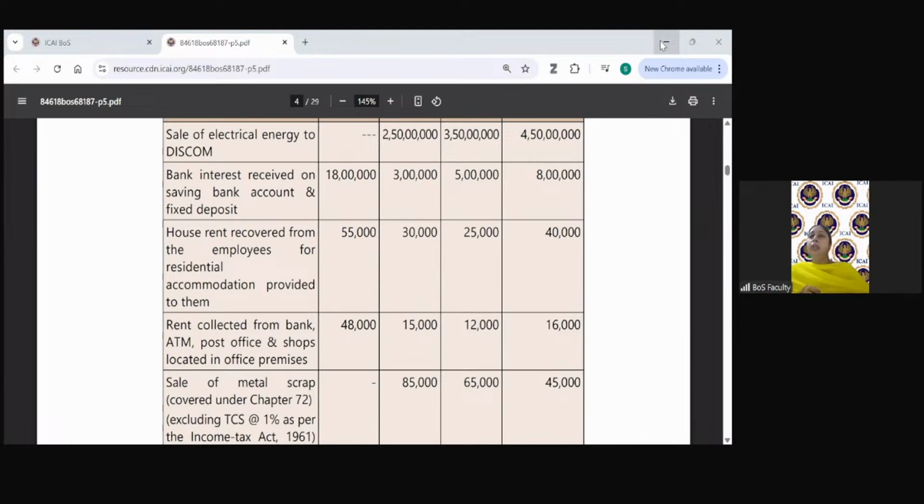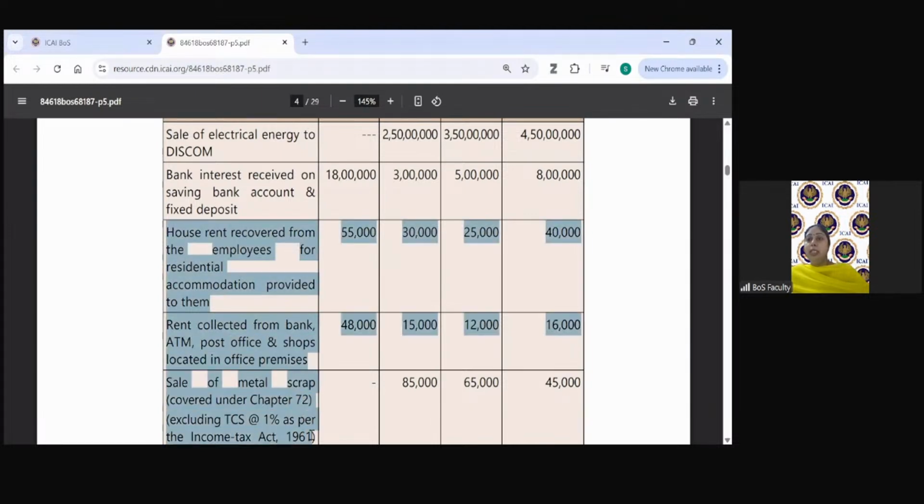So let us see the correct option and the reasoning for each of the outward supplies given in the question. The question covers three outward supplies: house rent recovered, rent collected, and sale of metal scrap. These are the three entries covered in this particular question, asking whether these transactions are taxable under reverse charge or under forward charge. Now, house rent recovered from the employees for residential accommodation provided to them.